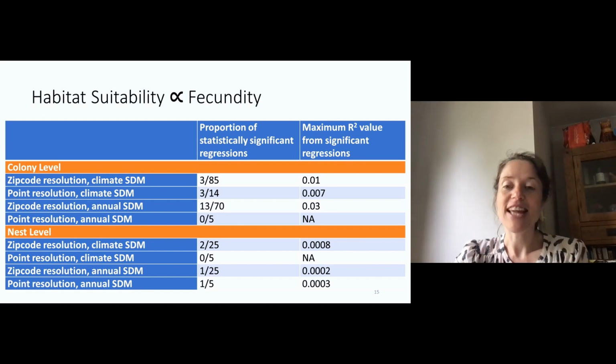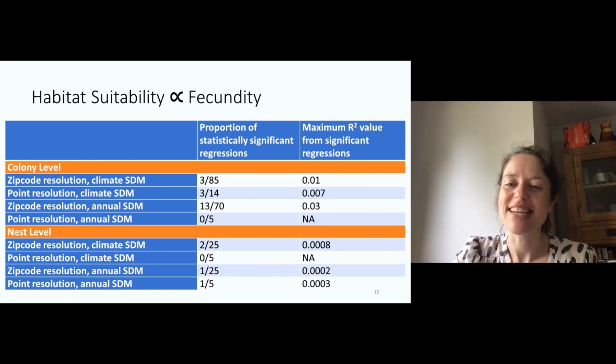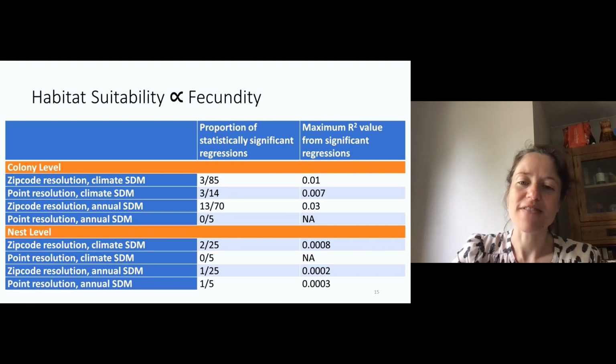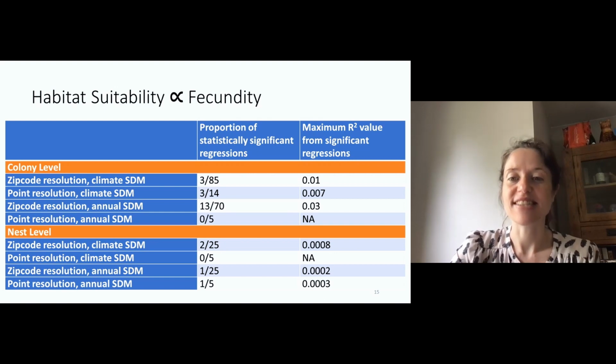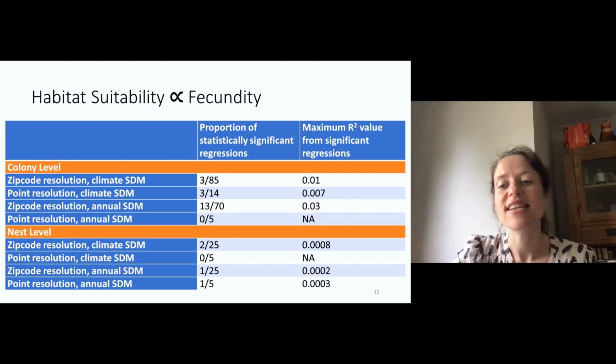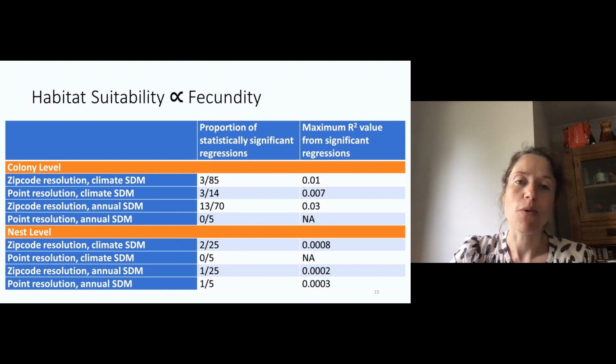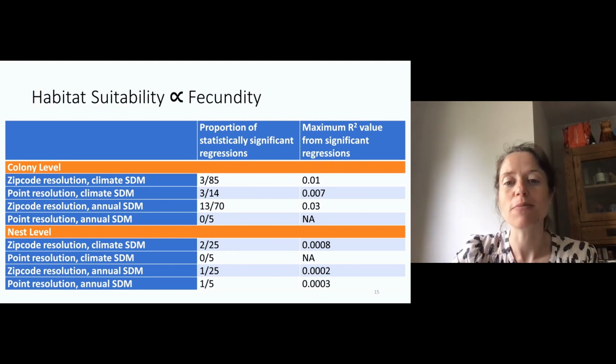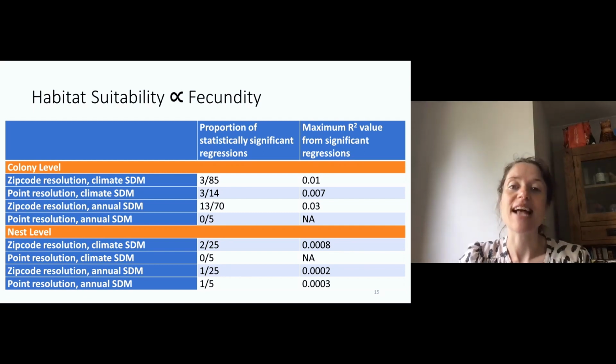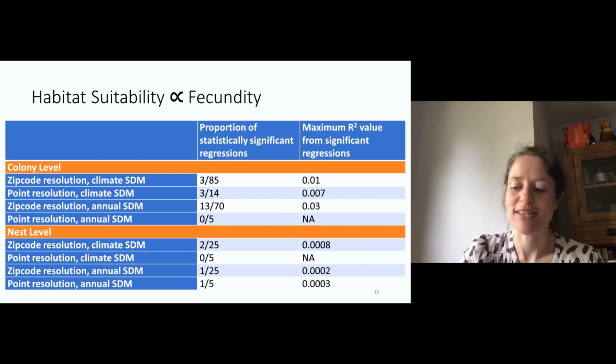Hopefully, as you look at this, you are feeling as underwhelmed as we did. Very few of these relationships have any statistical significance, and those that do explain very little of the variation. So there was really no support for a link between these sorts of species distribution model outputs and how well martins actually do in your nest boxes.